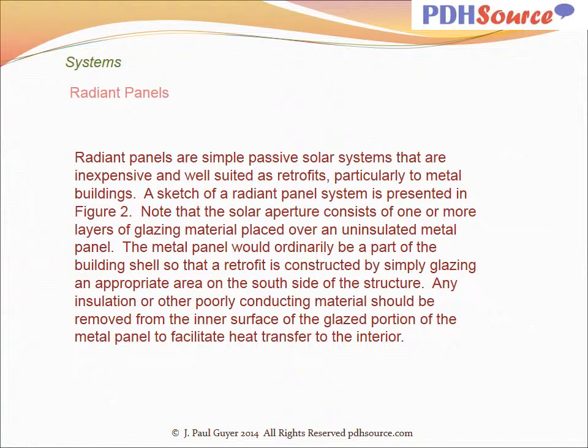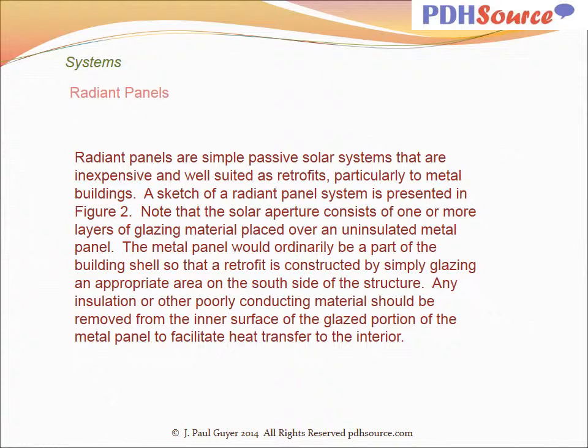The next system is radiant panels. Radiant panels are simple passive solar systems that are inexpensive and well suited as retrofits, particularly to metal buildings. A sketch of a radiant panel system is presented in Figure 2.